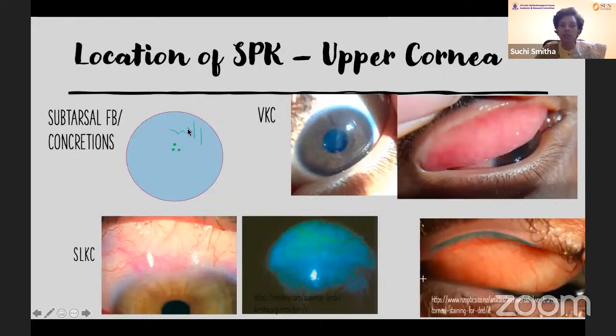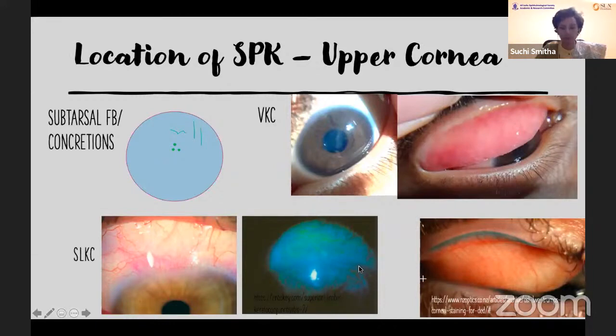If we see any punctate lesion in the superior half or 1/3 of the cornea, we must think of VKC. A foreign body under the palpebral conjunctiva, or a subtarsal foreign body, should be looked for, where the abrasions can be linear. In SLKC or superior limbic keratoconjunctivitis, we can find staining in the adjacent conjunctiva as well, some filaments and staining in the upper part of the cornea.